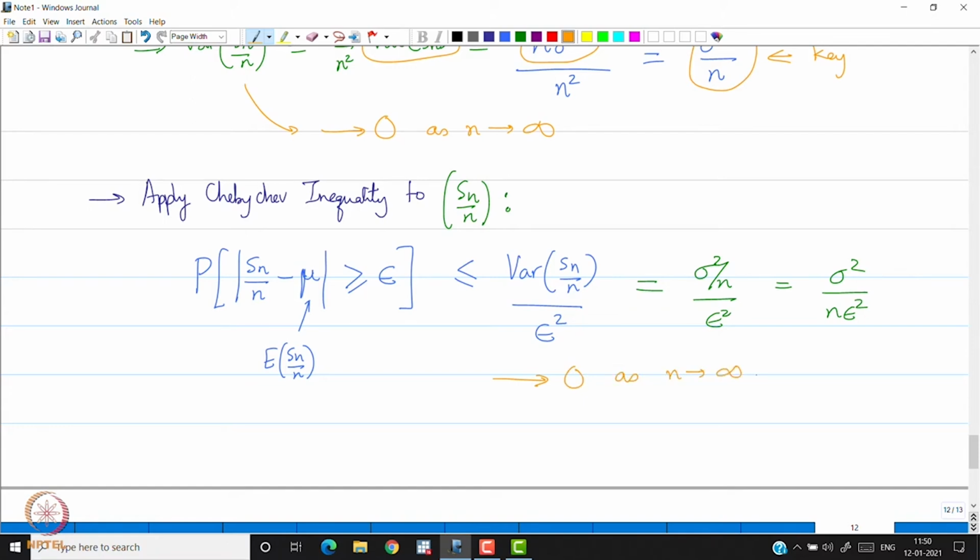As you keep taking more and more observations, you find that the sample average Sn by n takes values close to mu, right, for large n, in most instances of having these n trials. That is the meaning of this probability, right.